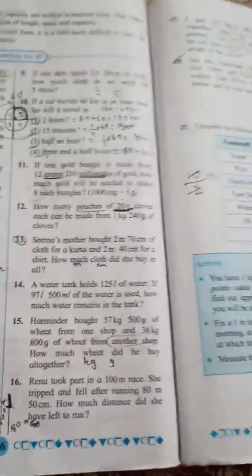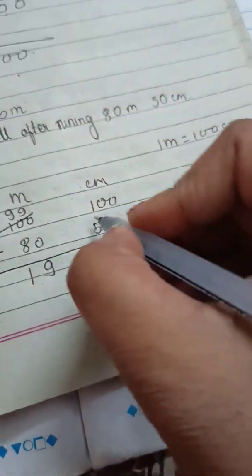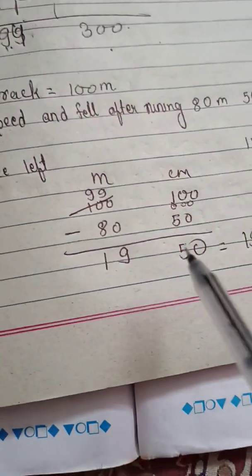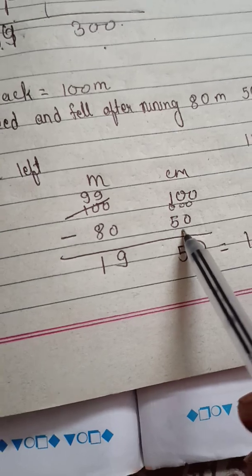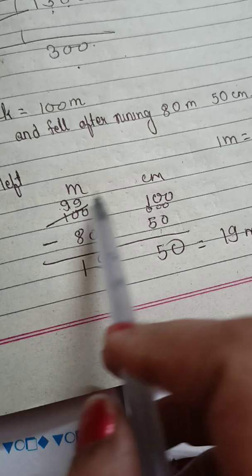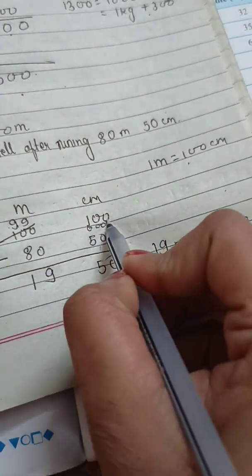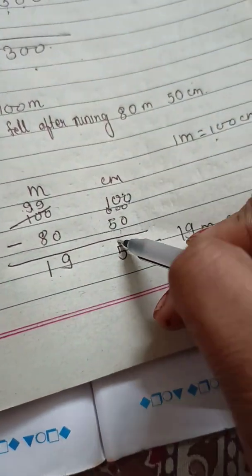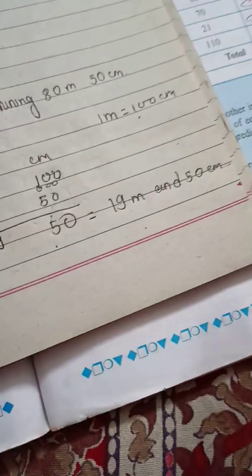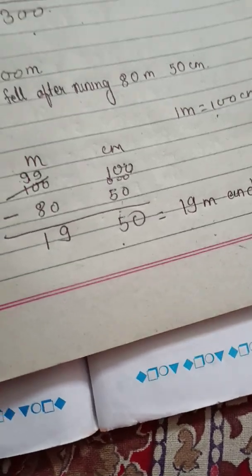Yes or no? Yes. If we subtract, you will get, suppose here the upper side is 100, and on the upper side we have to write 0. So what will we do? We can't subtract 0 and 50. So we will take 1 from here. It will become 99, and 1 meter equals how much? 100 centimeters. So that one will convert as 100. Now we can subtract 100 minus 50, you will get 50. 99 minus 80, you will get 19. So how much path is remaining? 19 meter and 50 centimeter to cover.